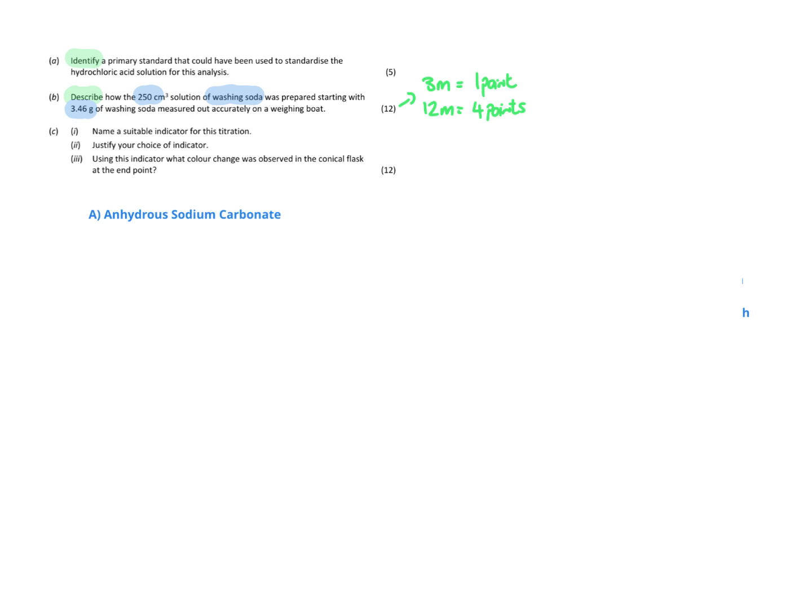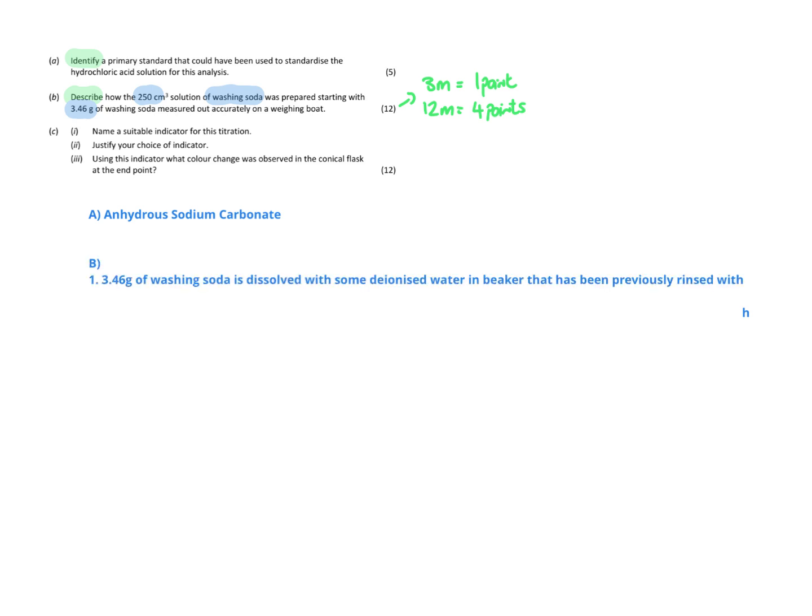Now, before we start giving the actual answer to this question, it's important that we can read from the question what has already been stated, that we're not restating what's in the question. So we can see here that they're asking us to describe how the solution was prepared, starting with 3.46 grams of washing soda that was measured out accurately on a weighing boat. So you will get no marks for saying that you weigh out the 3.46 grams of the washing soda because they've already told you in the question that that has been accurately done using a weighing boat. So that is not one of the points that's allowed in this question, and that needs to be noted straight away from reading it carefully. So let's take a look at these steps together.